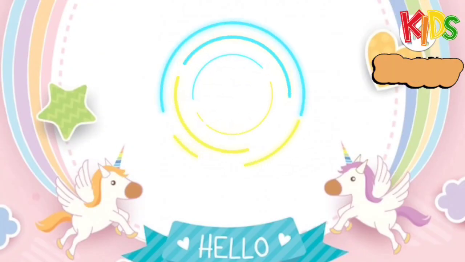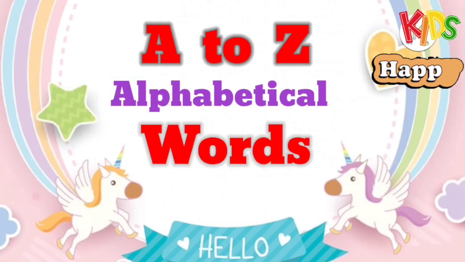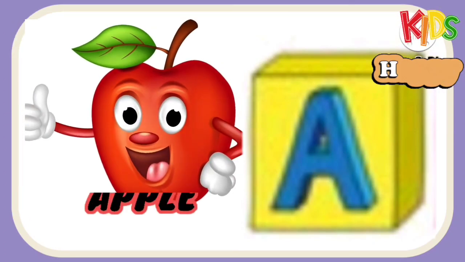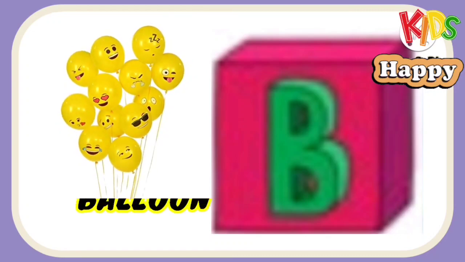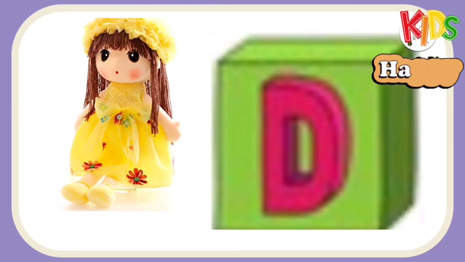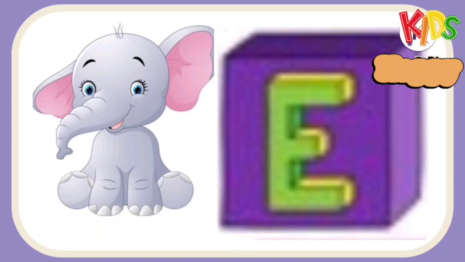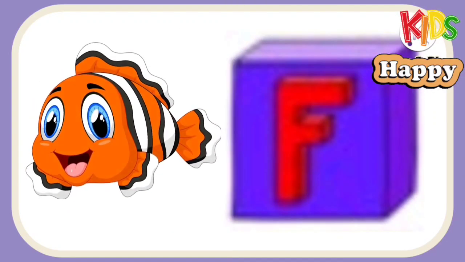Today we are going to learn A to Z alphabetical words. So let's get started. A for apple. B for balloon. C for cat. D for doll. E for elephant. F for fish.